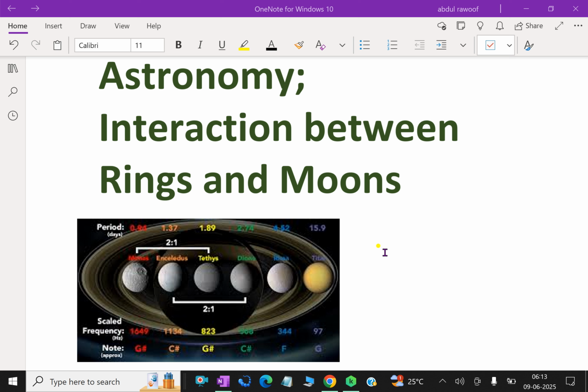Most of the gaps in Saturn's rings, and also the location of the outer edge of the A ring, result from gravitational resonance with small inner moons. Resonance takes place when two objects have orbital periods that are exact ratios of each other.